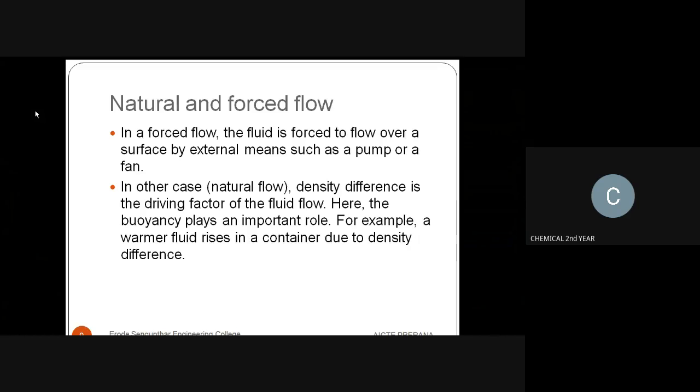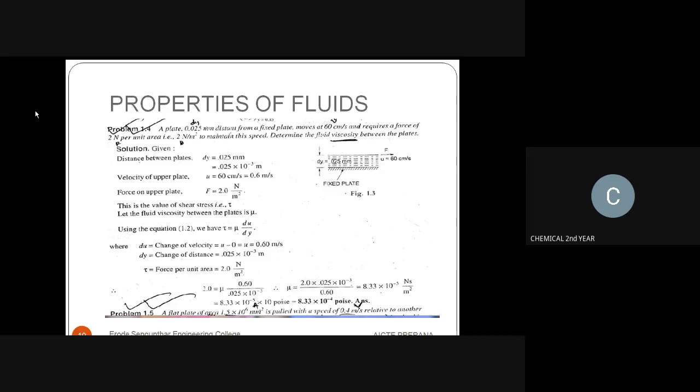Whereas in natural flow, the density difference is the major driving factor for the fluid flow. Also, buoyancy plays a very important role. For example, if you take a warmer fluid, it will definitely rise in a container. If you keep a warm fluid in a container, the level of the warmer fluid will get raised. That's due to the density difference, right? So depending upon the density difference, natural flow is defined. Okay, right. So these are the major properties of classification of fluids that we have seen.